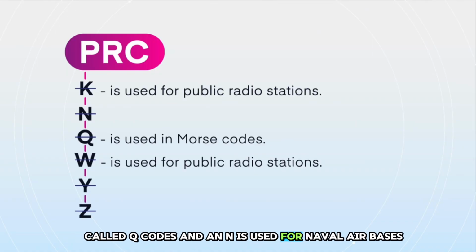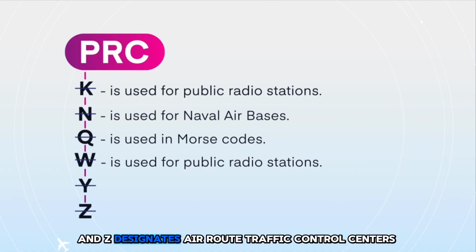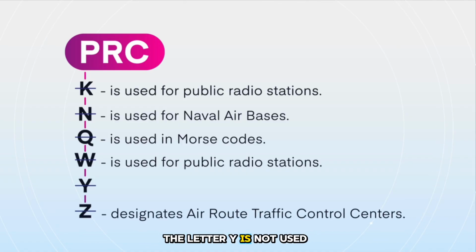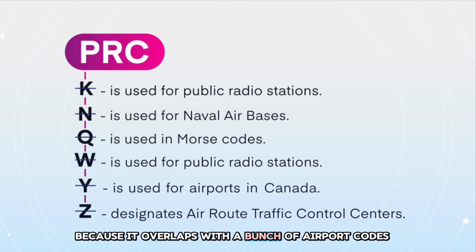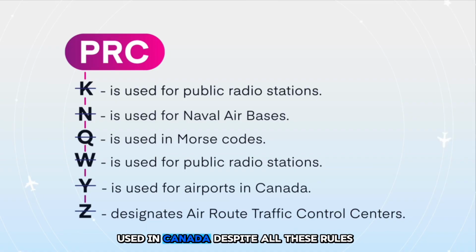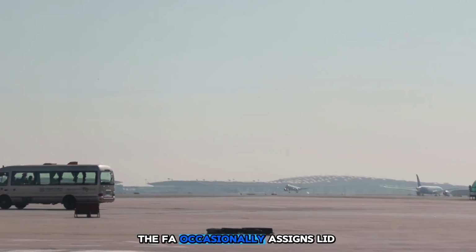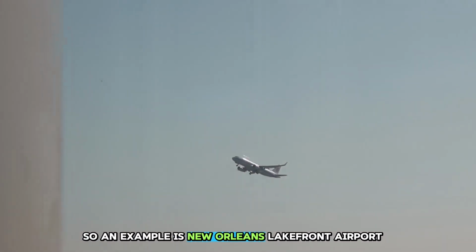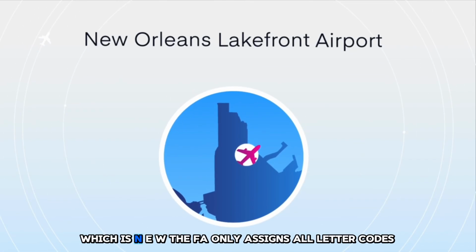And then N is used for naval air bases, and Z designates air route traffic control centers. Now, to avoid confusion, the letter Y is not used because it overlaps with a bunch of airport codes used in Canada. Despite all these rules, the FAA occasionally assigns LIDs starting with these letters anyway. So, an example is New Orleans Lakefront Airport, which is NEW.